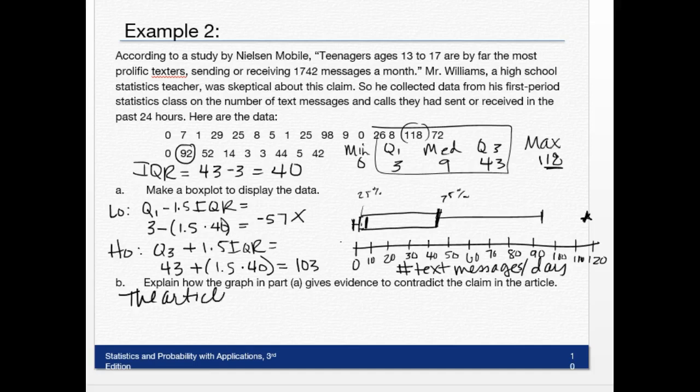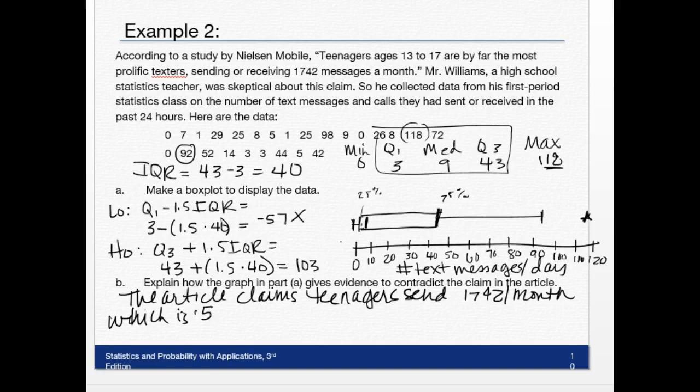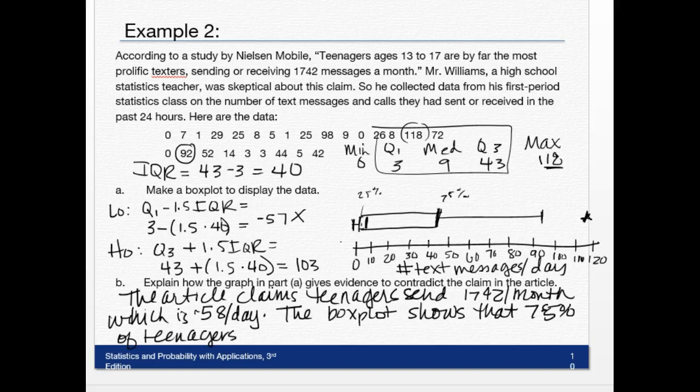The article says teenagers send 1,742 per month, which is approximately 58 per day. So we divide by 30, we get that. The boxplot shows that 75% of teenagers send 43 or fewer texts a day. All right? That's how we can use that boxplot to defend ourselves.